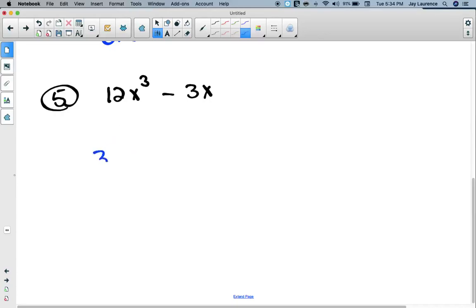Okay, GCF is going to be 3x. I'm going to factor it out. I'm going to get a 4x squared minus, don't you say it, Alex, minus 1. Right? Now I look inside. Can this be factored more?